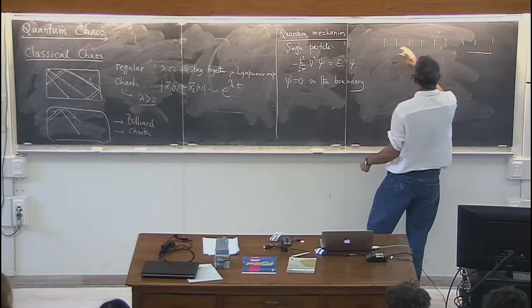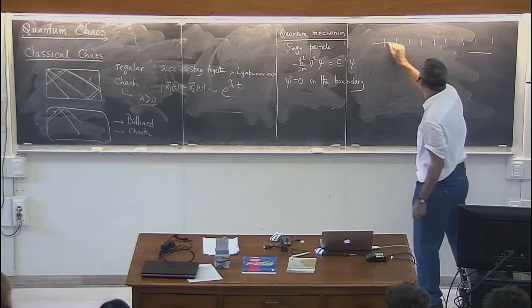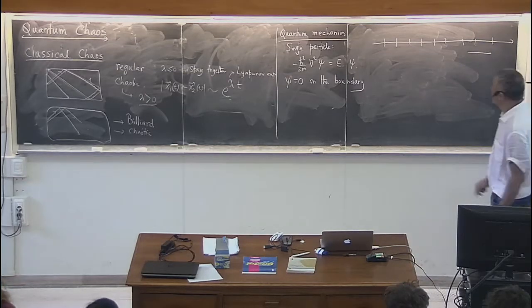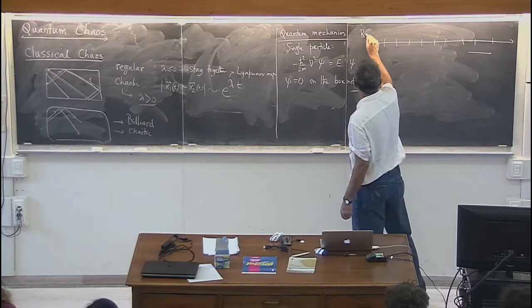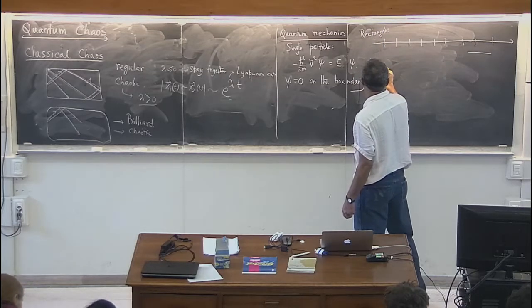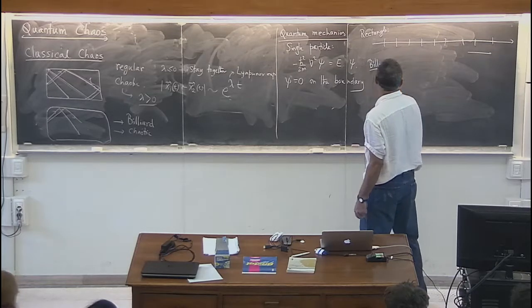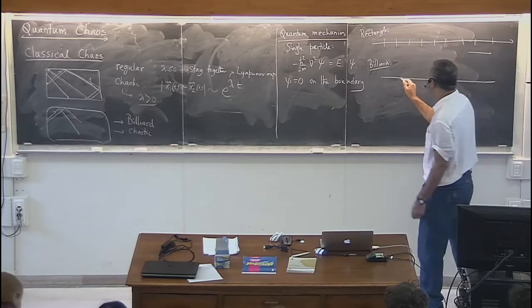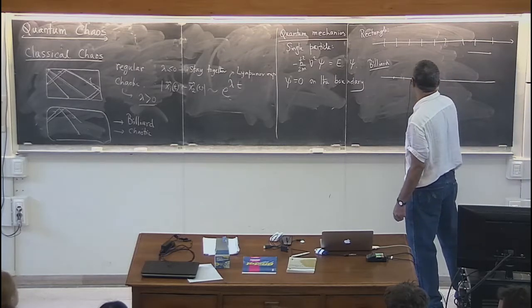which looks like this. So these are points on a line, the energy eigenvalues, and this is the rectangle. And if you do it for the billiard, you have to do it numerically. Billiard, you cannot solve exactly. And so you will again get some points here.